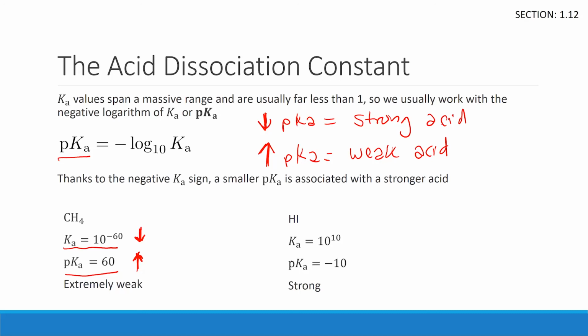For HI here, we see its Ka is 10 to the 10. That's a very, very big number. So Ka is big. pKa, negative 10. Very small. Negative number. This is a strong acid. So again, just remember those rules for Ka and pKa and what they mean about the strength of the acid.